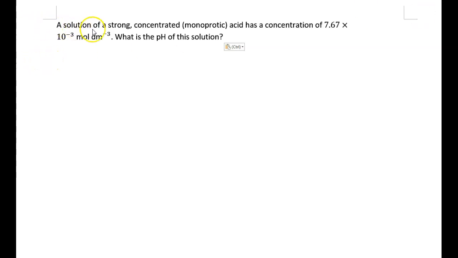In this example, we have a solution of a strong and concentrated acid, which is monoprotic. We know that this solution has a concentration of 7.67 times 10 to the minus 3 mole per cubic decimeter. And we want to know what is the pH of this solution. So what do we have? What is known? We know it's a strong acid.